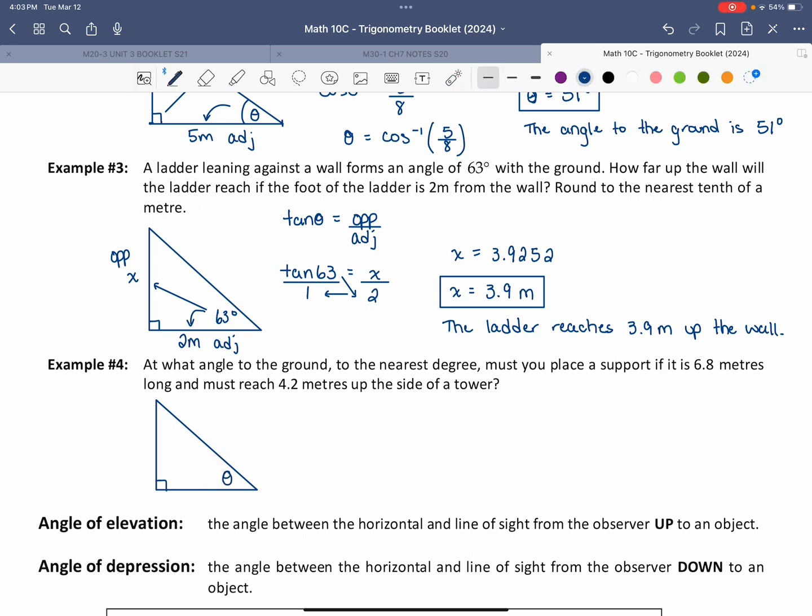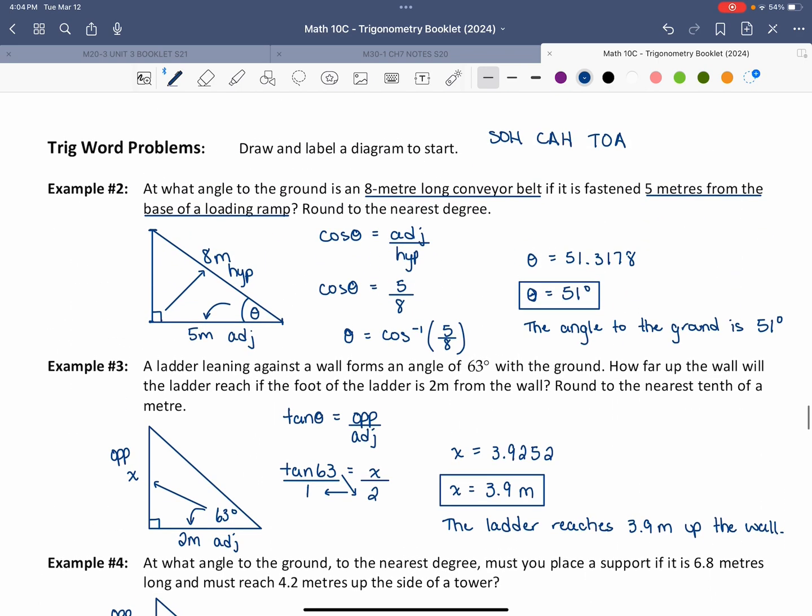At what angle to the ground, to the nearest degree, must you place a support if it is 6.8 meters long? So the support itself is 6.8 meters. That means our hypotenuse is 6.8 meters. And must reach 4.2 meters up the side of the tower. So this is 4.2 meters. From our angle that we're trying to solve for, label the two sides. 4.2 would be opposite, and 6.8 is hypotenuse.